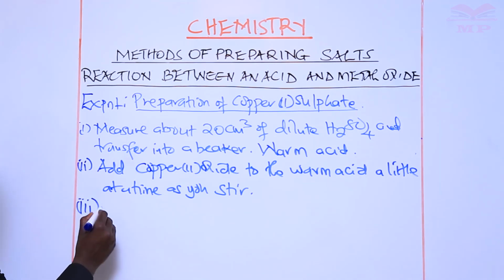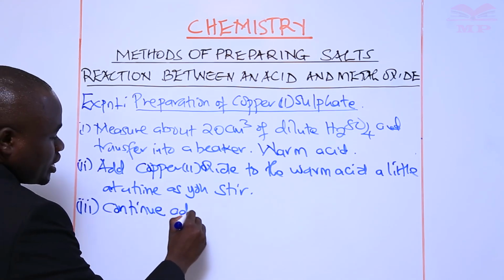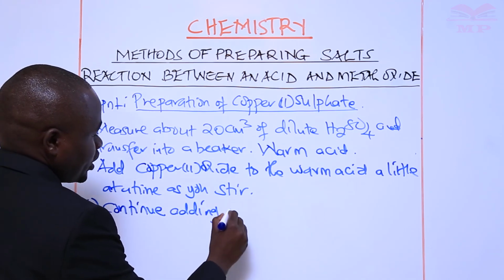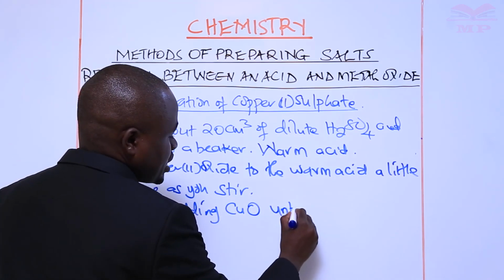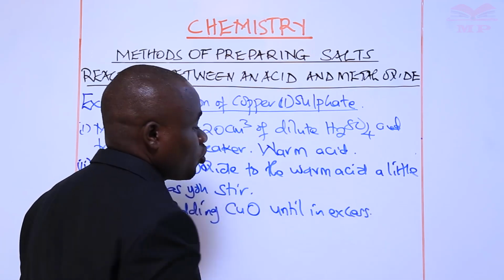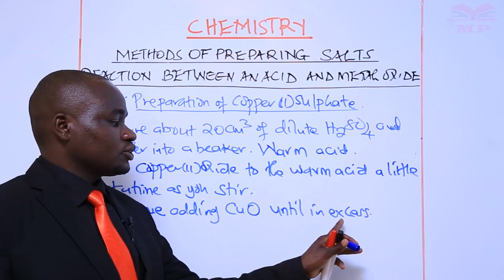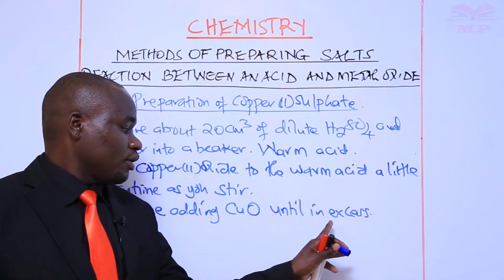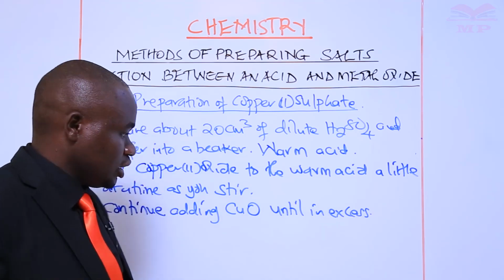Thirdly, continue adding copper oxide until it is in excess. So we shall add more and more copper oxide as we stir until it is in excess. We are using excess copper oxide to make sure that all the acid has been used up.